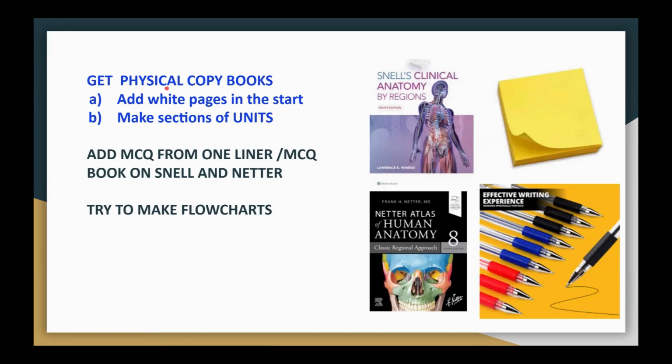So what do you need before starting anatomy or whatever subject? That is getting a physical copy of the book. And these are the additional things which I did. They are optional. I divided them into units and I added white pages. Now you will need sticky notes and a wide variety of colored pens. Again, this is optional.